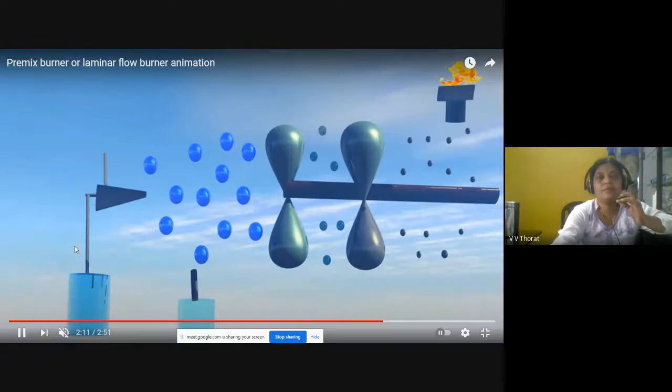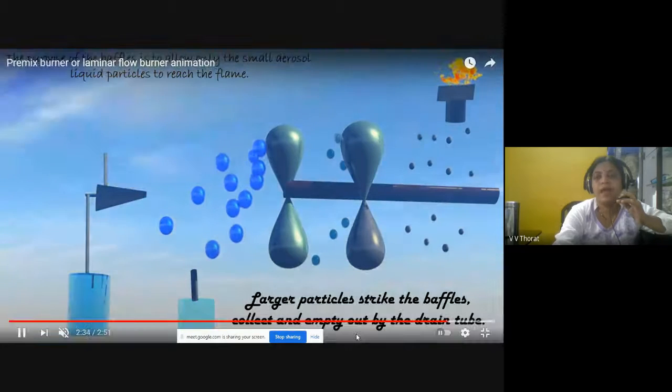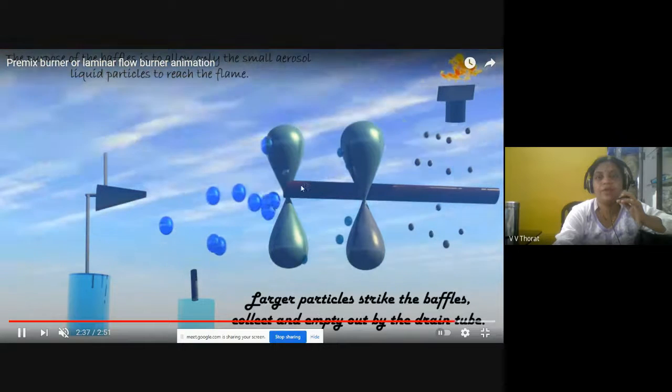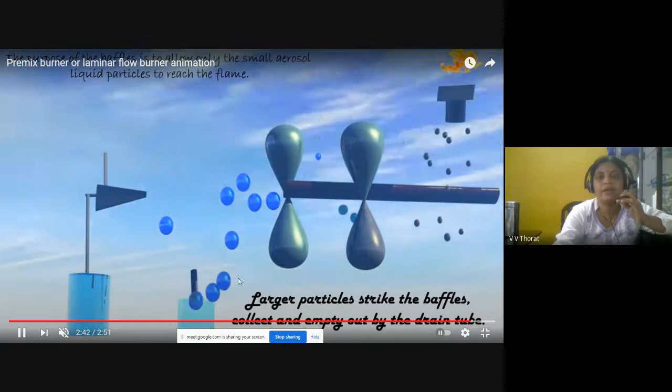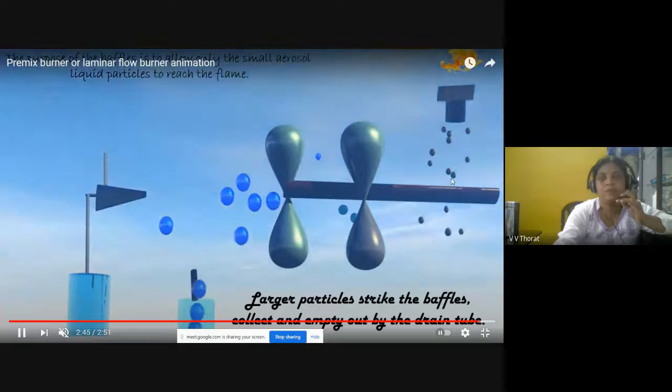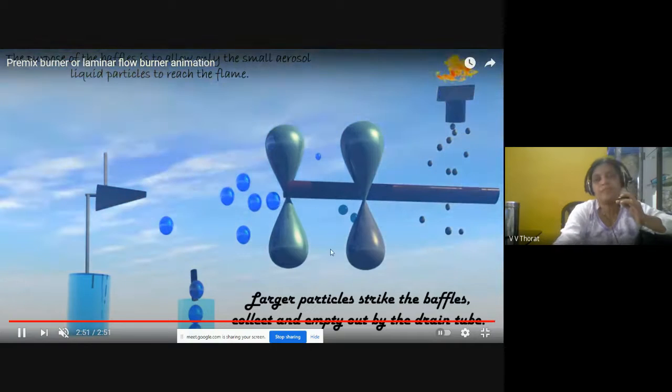So here what happens, the purpose of the baffle is only to allow the small aerosols, meaning small mist of liquid particles, to reach the flame. So see, larger particles of the liquid are drained off. Larger particles strike the baffle and empty out in a drain tube. So they are not allowed. They come out through the drain tube. See, these larger particles are getting collected in the drain tube, whereas only the small droplets reach the flame.